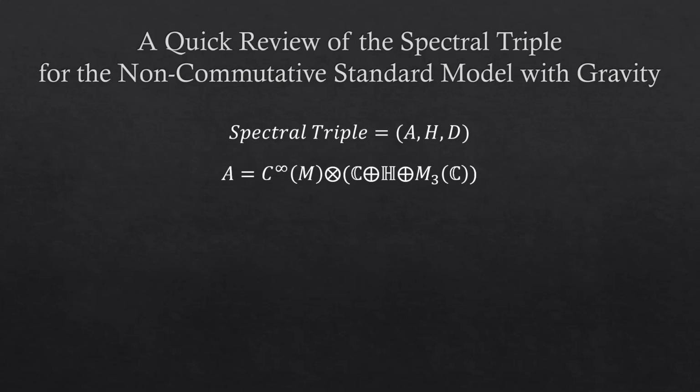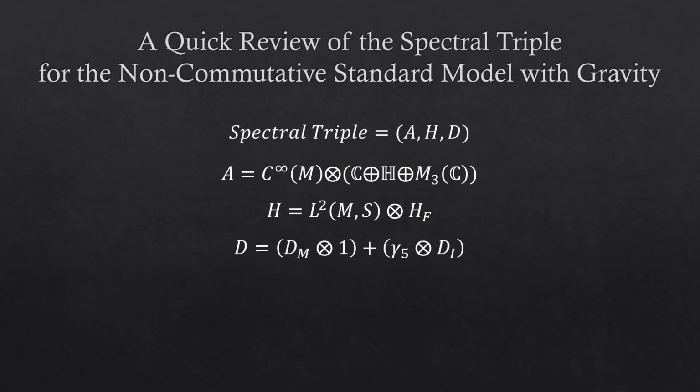H, our Hilbert space, is given by the function space of all square integrable functions, L2, of the manifold M with a spinor bundle assigned to it, S. And that is tensored with the fermionic degrees of freedom, which is a finite set of Hilbert spaces. D is our Dirac operator. We have the geometric part acting trivially on the algebra in the Hilbert space, so that's why it's tensored with 1. On the other hand, we have gamma sub 5, tensored with the internal degrees of freedom of the Dirac operator. This is to ensure chirality remains stable in our theory.